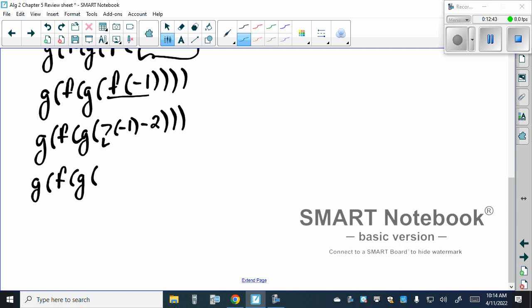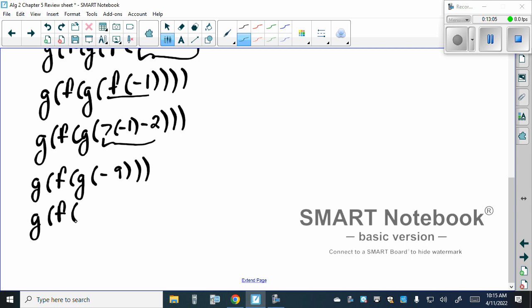Well, again, can I do 7 times negative 1 minus 2 in the calculator? Yes, 7 times negative 1 is negative 7. Minus 2 is negative 9. Guess what we're going to do next?